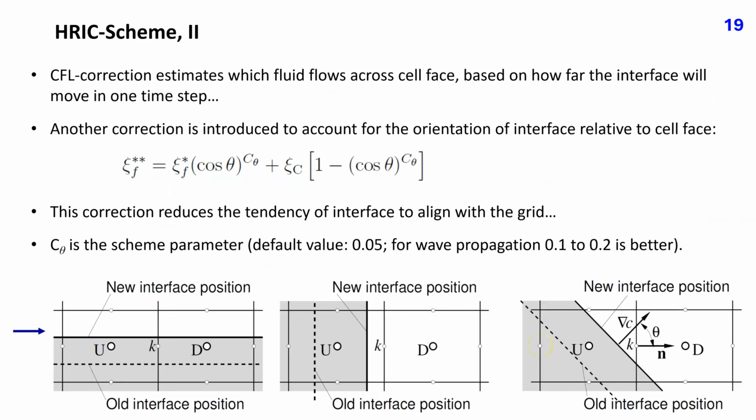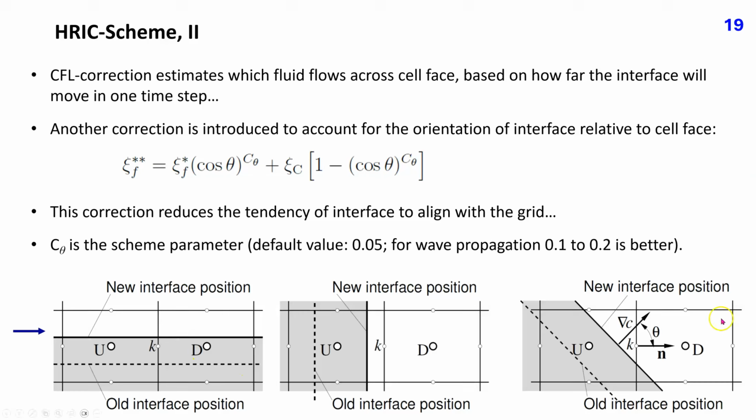CFL correction estimates which fluid flows across the cell face based on how far the interface will move in one time step. Another correction is introduced to account for the orientation of the interface relative to cell face according to this expression. This correction reduces the tendency of interface to align with the grid. C theta is the scheme parameter. Default value in SimCenter StarCCM Plus software is 0.05. Experience has shown that in simulations of free surface wave propagation, a value between 0.1 and 0.2 works better.